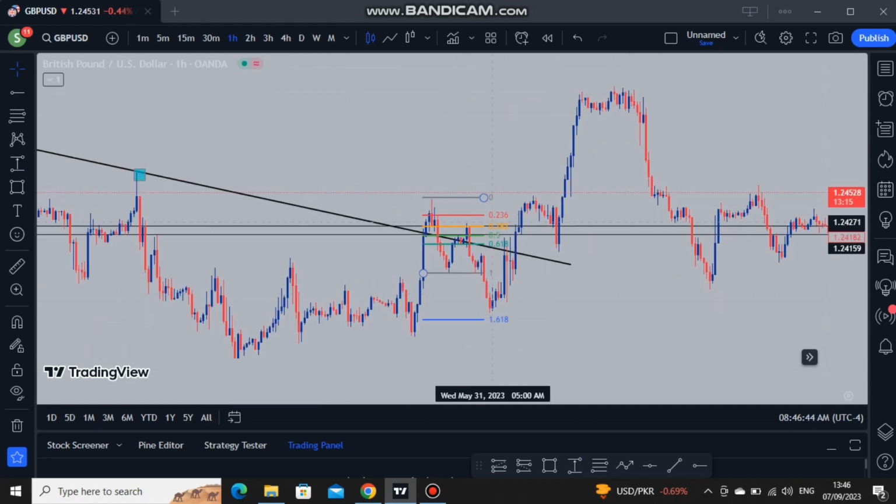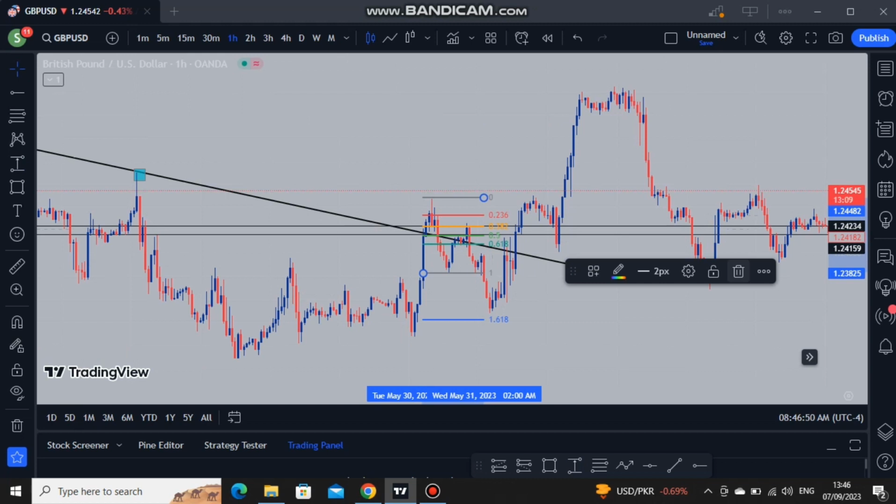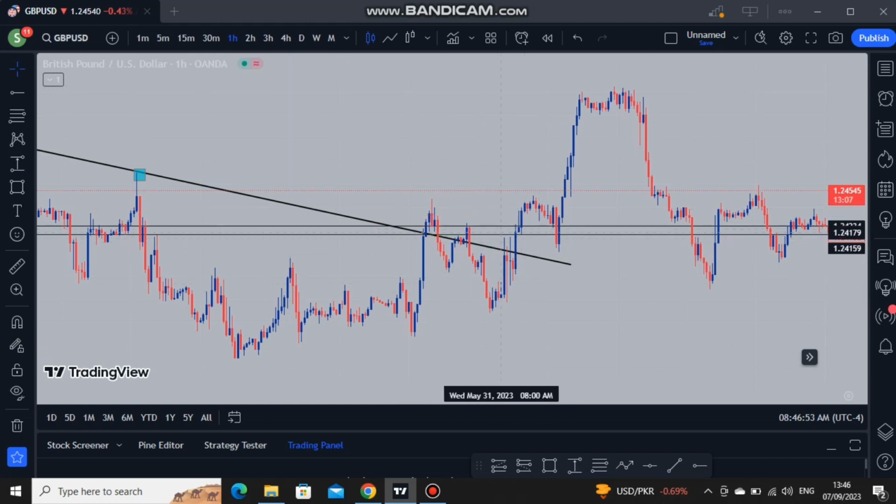We had a breakout on our trend line here. We had a breakout on our trend line, which starts from here. Do you see this? Let me just use the 1 hour. We had a breakout from this point.